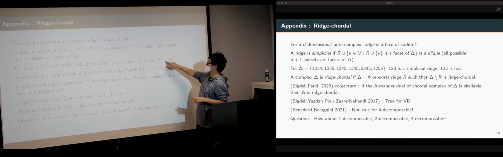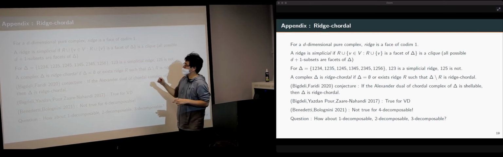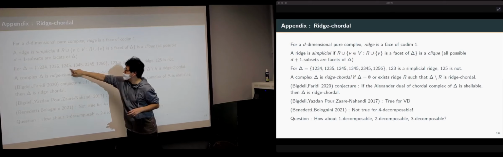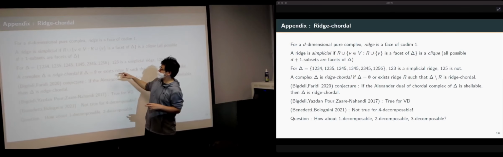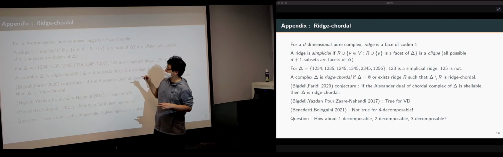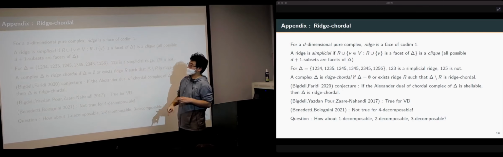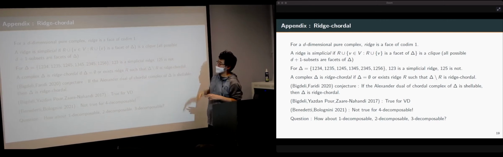On the other hand, 1, 2, 5 is not a simplicial ridge because the facets containing 1, 2, 5 are 1, 2, 5, 6 and 1, 2, 4, 5. So the vertex set is 1, 2, 4, 5, 6. And in 1, 2, 4, 5, 6, you do not have all the size 4 subsets appearing. So it's not a simplicial ridge.